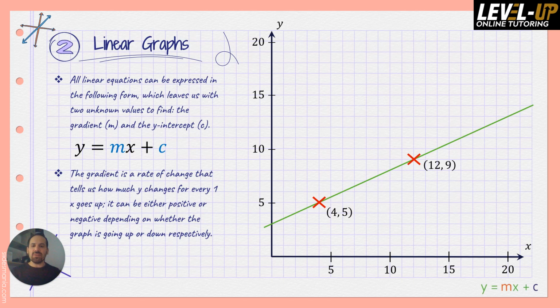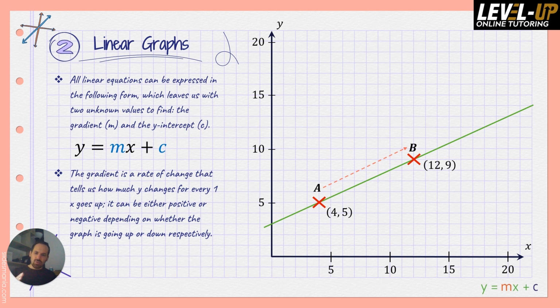But typically, you might be given 2 points like this. (4, 5) and (12, 9) are 2 points on this graph. How do we calculate the gradient? Well, say we've got 2 points A and B like this. The important thing is that we're reading from left to right. So we're reading from A to B, and we're trying to see what the gradient is in that direction.